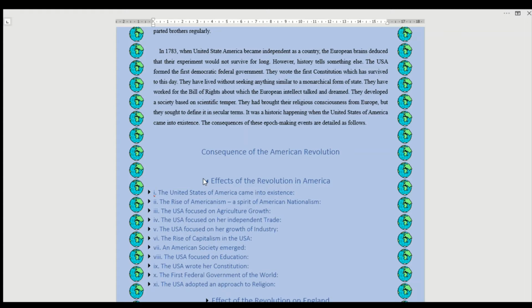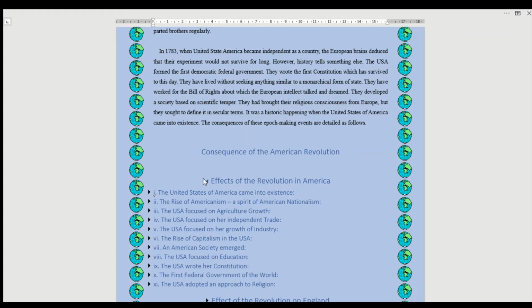Federal government of the world. When American Revolution took place, they established a federal government. Now that was an experiment which was executed for the first time in the world history. So that's why it is one of the major achievement or significance of American Revolution.